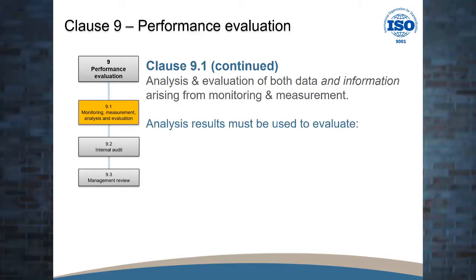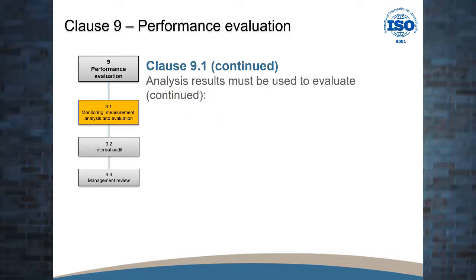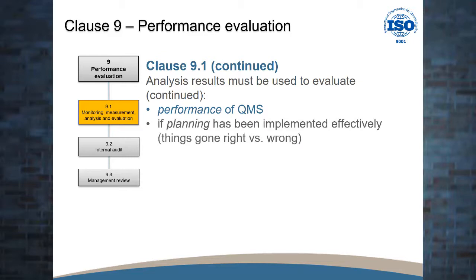So analysis results must be used to evaluate, at a minimum, products and services. So it doesn't say products or services here, it says and services. Degree of customer satisfaction, so not just is the customer satisfied, but to what degree. And I think those are good additions to continue the analysis of the performance of the quality management system. So how is your QMS performing overall? And usually this would be an aggregate of all of the criteria of various QMS processes.